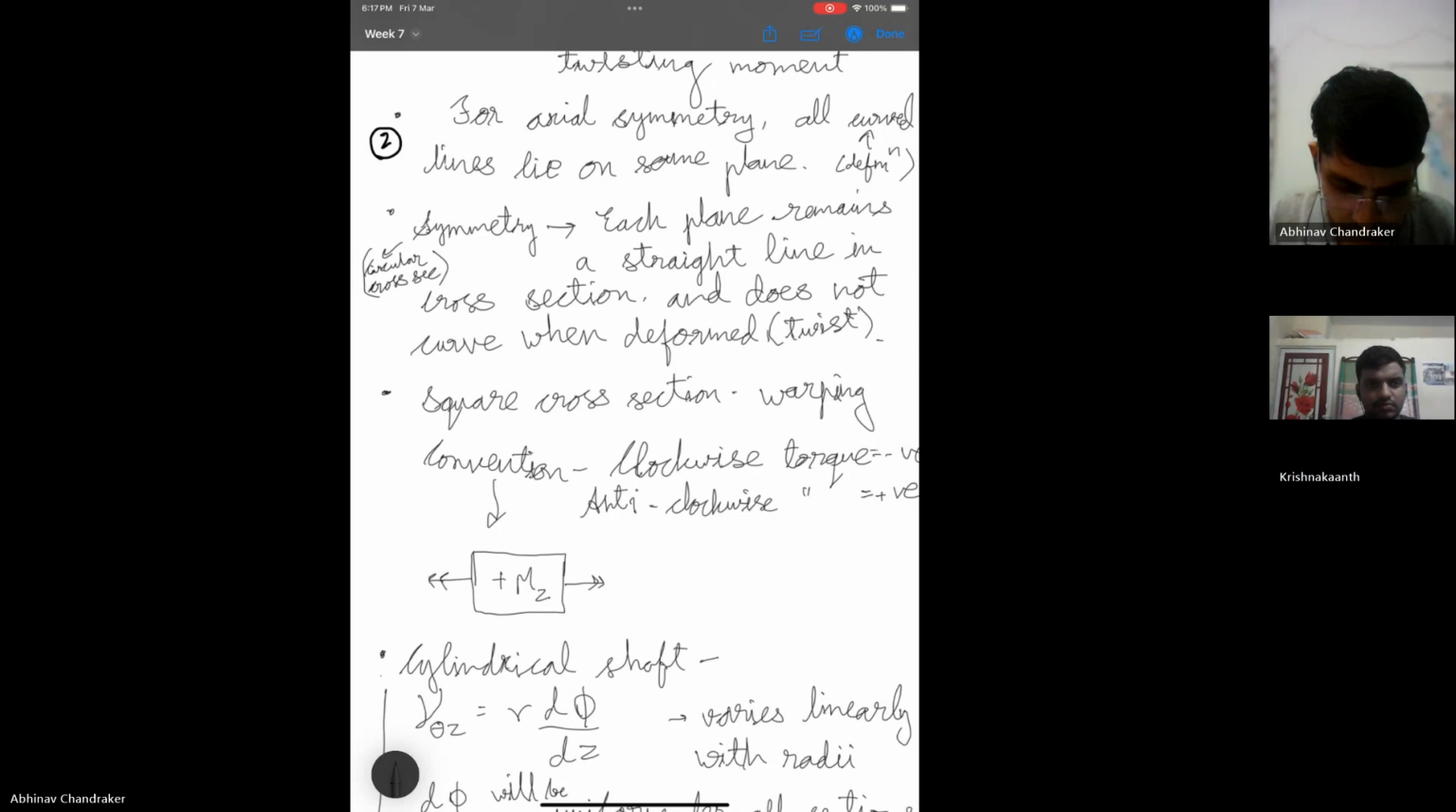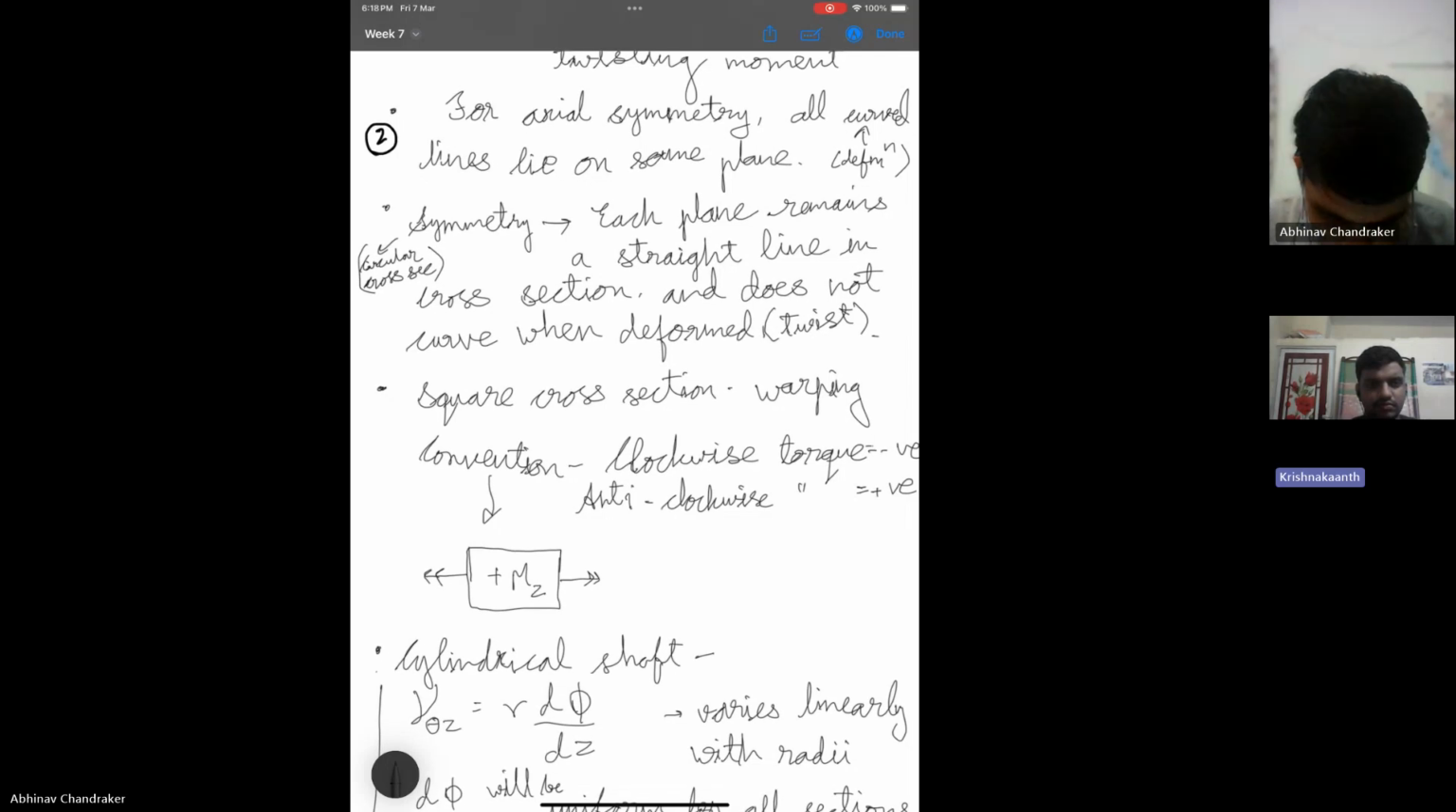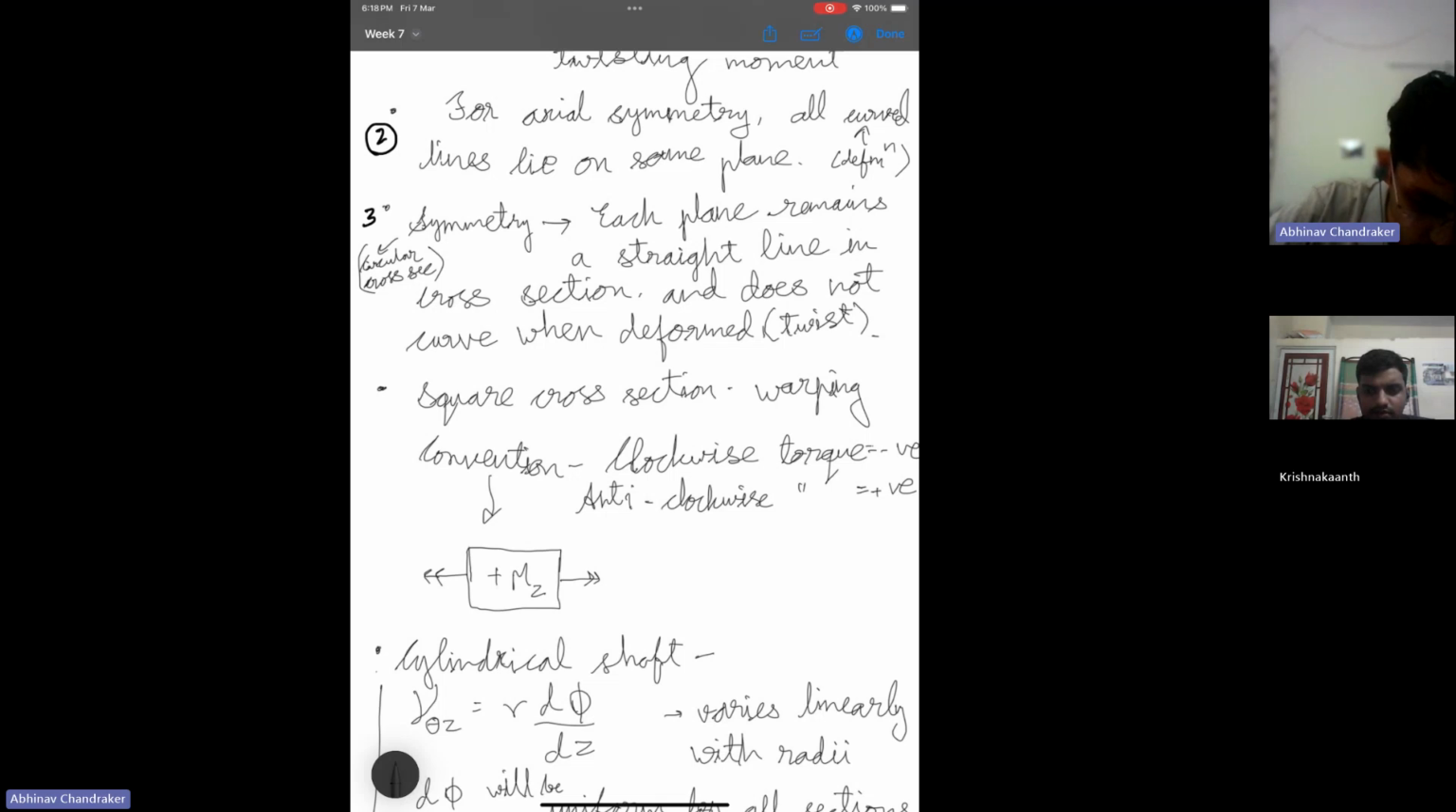Then another aspect of it is that by using some, sir called it thought experiments, by using some thought experiments and considering the symmetry of the shaft, it could be shown that these lines of deformation will not be curved, they will be straight lines. So if there was a line and it was deformed, it will not curve, it will just move along the direction of twisting, but it will still remain linear. This is also a very important point.